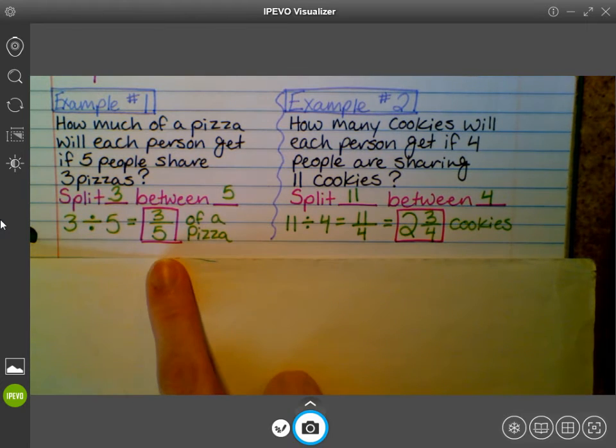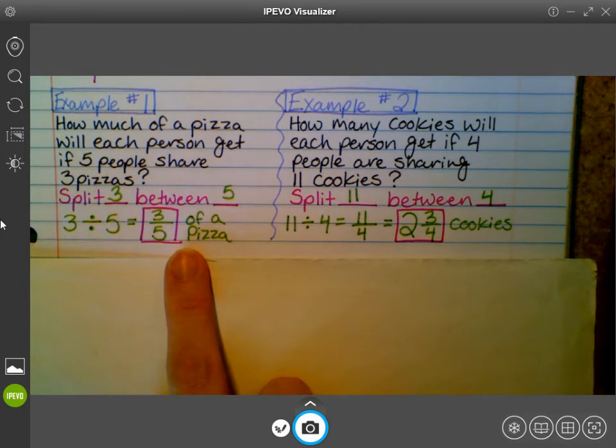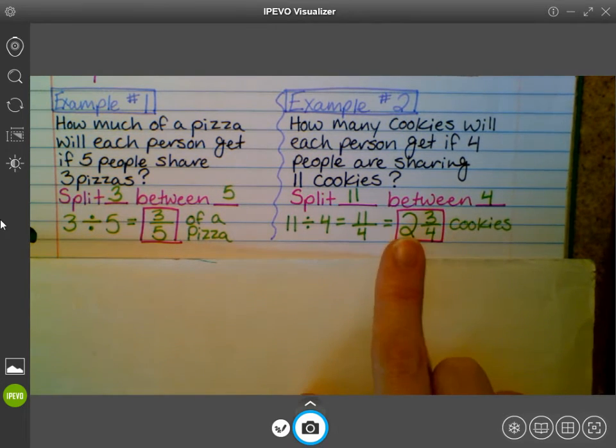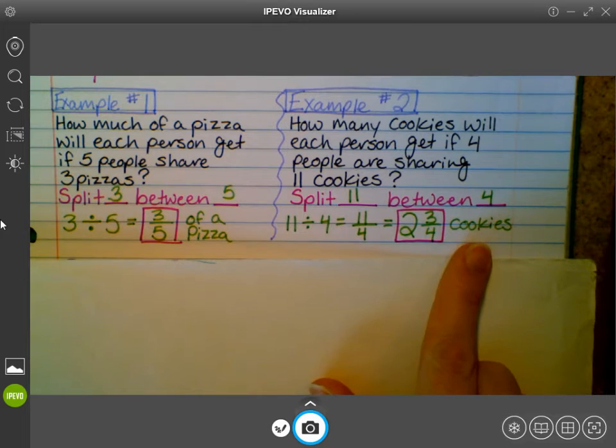Whereas in example 1, we have 3/5. That's not larger than 1, so it's less than 1. So it would be 3/5 of a pizza. And then example 2 would be 2 3/4 cookies.